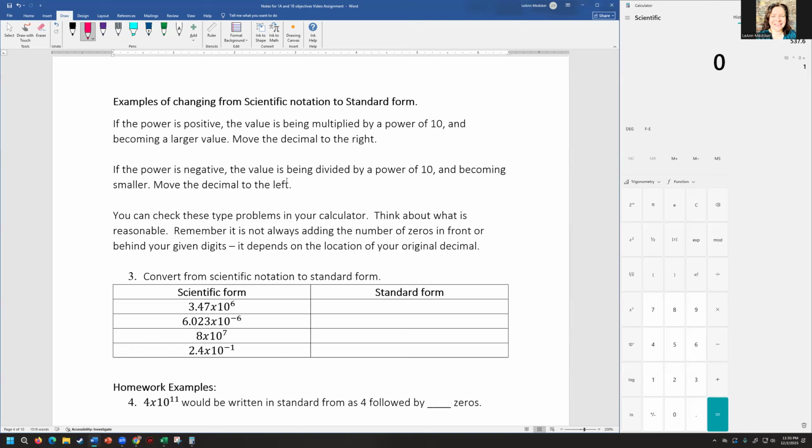So a positive exponent, to undo that scientific notation, we move to the right. If it's a negative exponent and we're trying to undo the scientific notation and go back to standard form, we move it to the left.